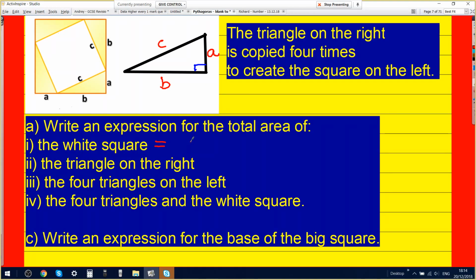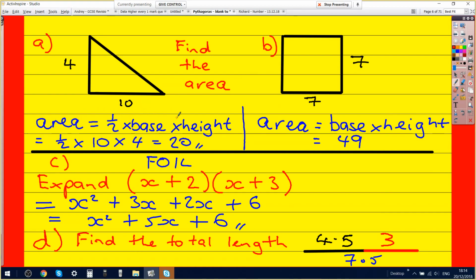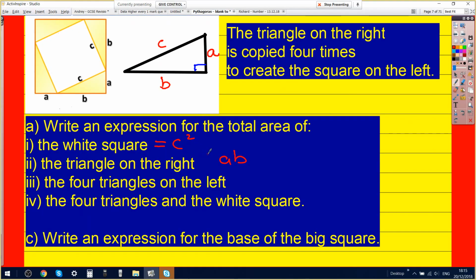C times C. I'm just going to write c squared for short. How about an expression for the area for this triangle? A times B times C. Close. A times B times what was it here for the triangle? A half, yeah. So I'll just write that as a half AB.